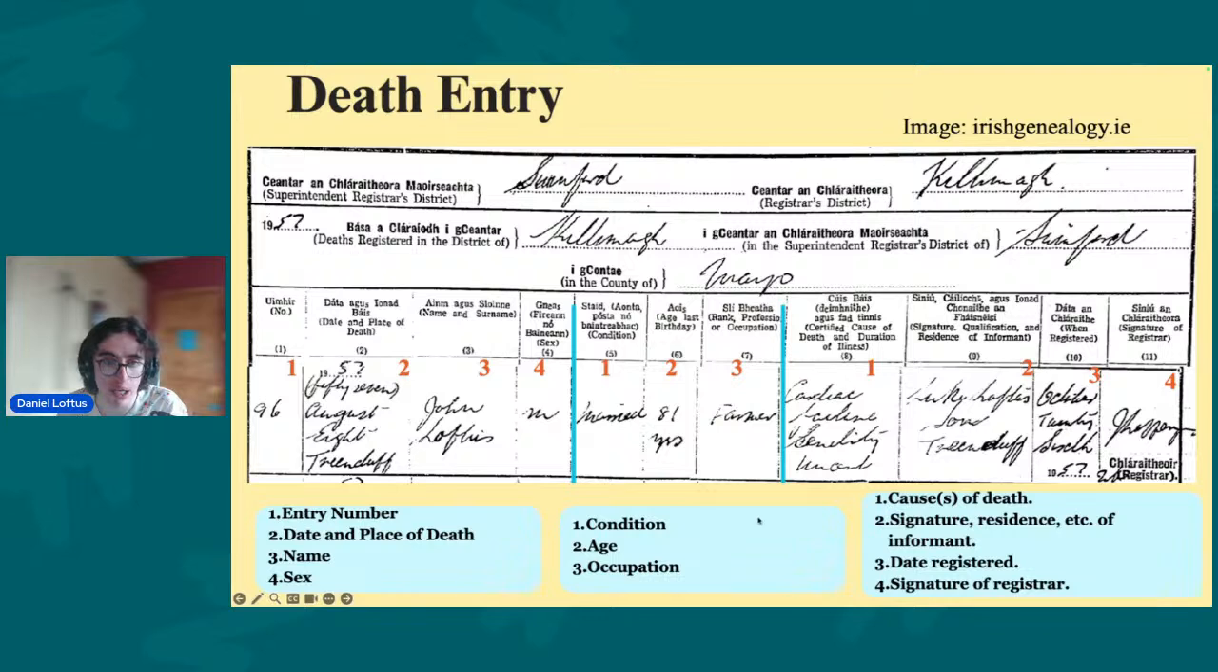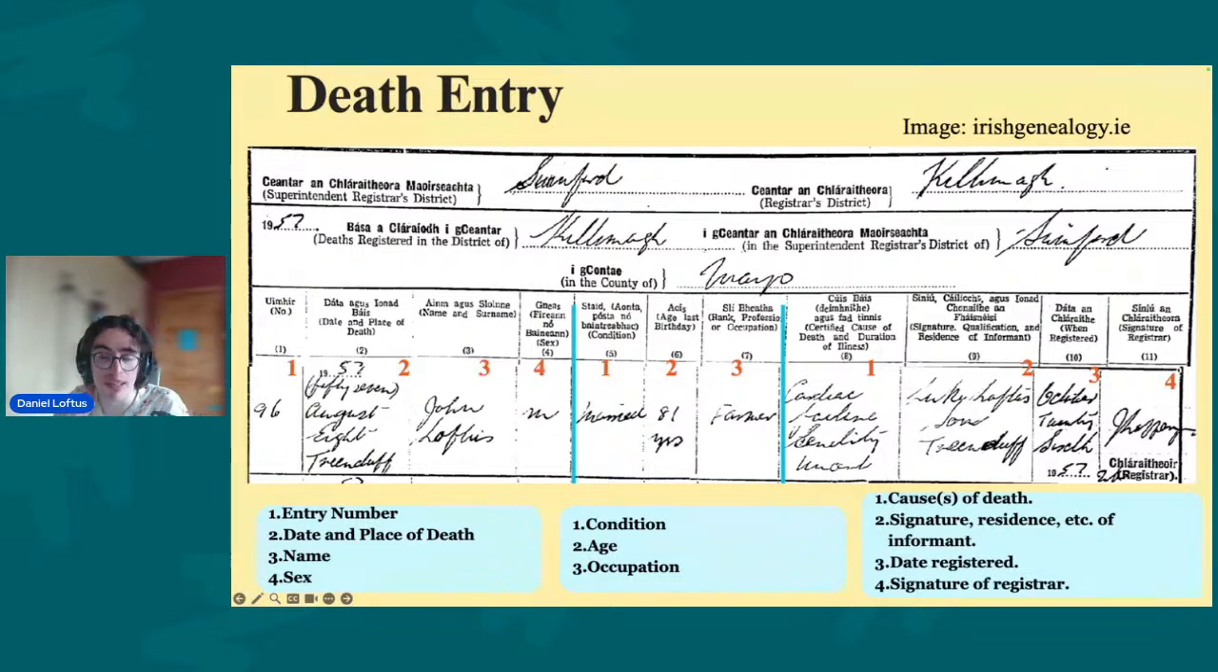It tells me he was a farmer. It gives me his cause of death. So you can see it says cardiac failure and then senility. On most death certificates, it tends to give a primary, a secondary, and a tertiary cause. So it gives 3 causes. So not always, but sometimes it will, depending on the death itself. And then underneath it says uncertified.